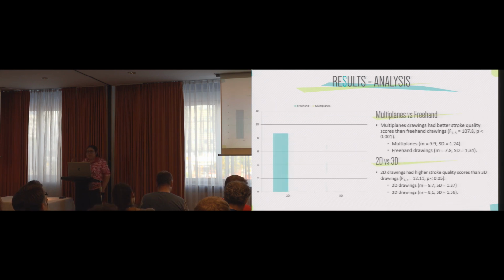We found that multiplanes drawings got better stroke quality than freehand drawings. And we also found that 2D drawings' stroke quality is better than 3D drawing stroke quality. We did not find an interaction between interaction and drawing type. To analyze this, we used a repeated measures ANOVA with an alpha of 0.05. It is important to mention that one limitation of our user study is that we only have 6 participants. So to verify our results, we calculated the effect size of our study, and we also considered that the difference between the means of each of the groups, which you can see there, is larger than 1 standard deviation.